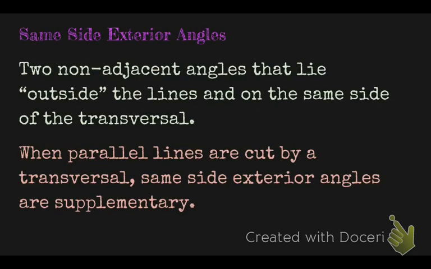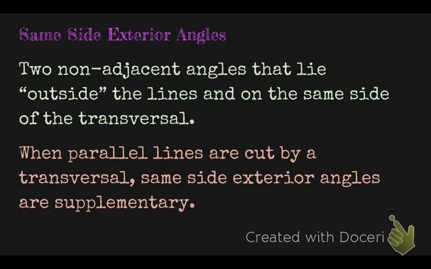The angle relationship that we're going to be looking at right now is called same-side exterior angles. Please find that angle relationship in your note guide, and you're going to be jotting down these two important points about same-side exterior angles. First, a definition. Same-side exterior angles are two non-adjacent angles that lie outside the lines and on the same side of the transversal as one another.